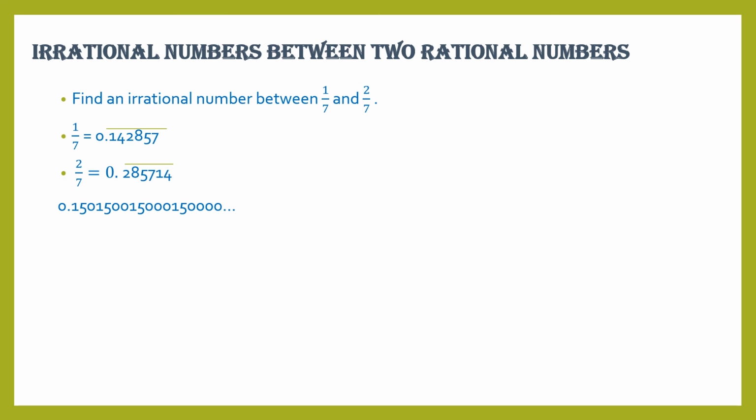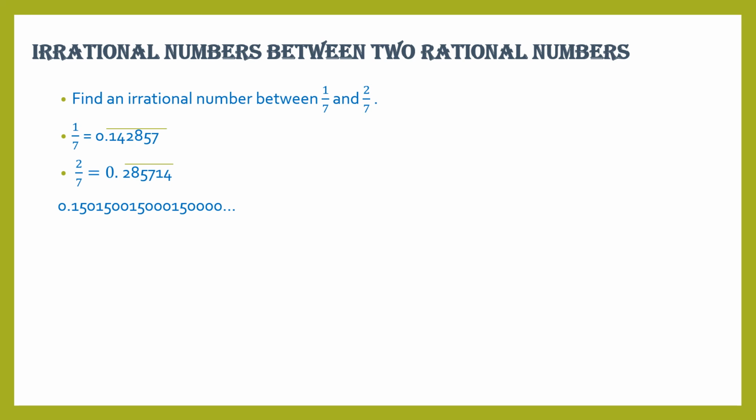Next, let us understand how to find irrational numbers between two given rational numbers. For that, I have taken an example for finding an irrational number between 1 by 7 and 2 by 7. For that, again, you need to write down the decimal expansion for the numbers. I have written 1 by 7 as 0.142857 with a bar, because these digits 142857 are repeating. Similarly, for 2 by 7 also you will write.